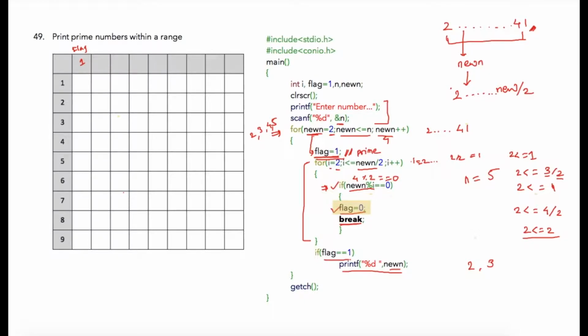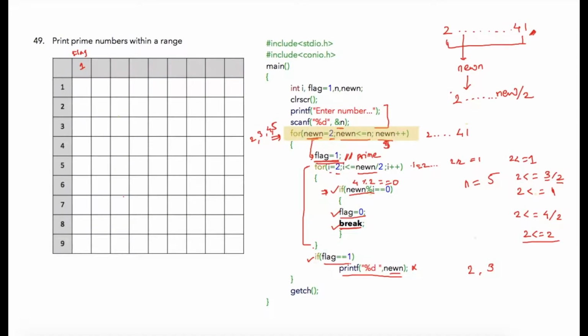So flag will be set to 0, and because of this break, the compiler will come out of the for loop and this condition will be checked. Flag is holding 0 now, so this condition is false, hence 4 will not be printed. After that, new n will be incremented and it will become 5. So new n is less than or equal to 5, which was the initial number given by the user. So the condition is still true.